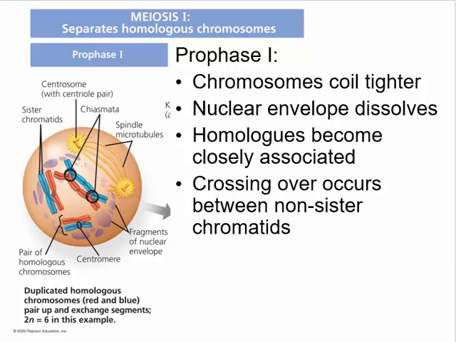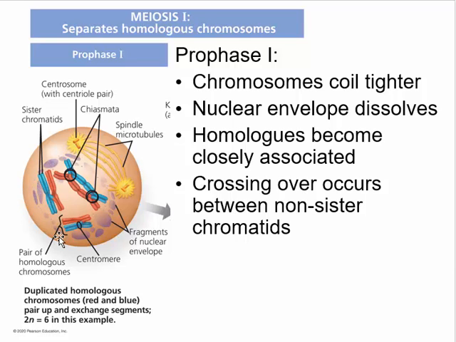Chromosomes are coiling tighter. This makes sense just thinking back to mitosis, right? Well, they have to condense because they're going to be pulled apart. This has to be done in a very organized way. The nuclear envelope is dissolving and dissolves completely at this point. Here's something we did not see in mitosis. Homologs become closely associated. Now, sister chromatids, of course, are paired together, but here homologs also come together.